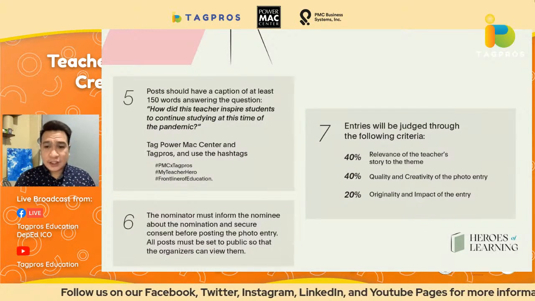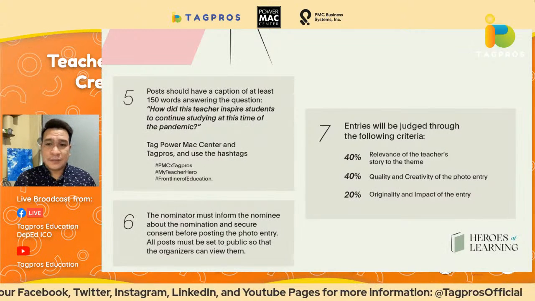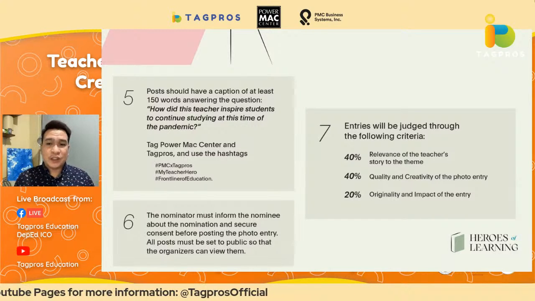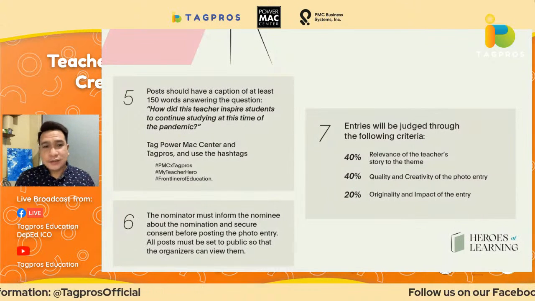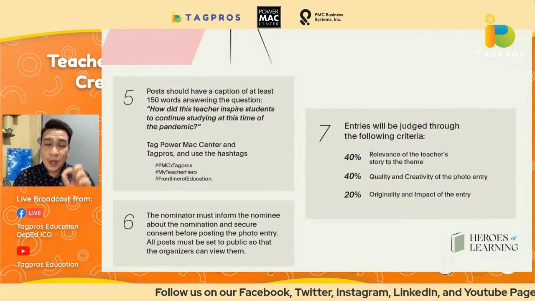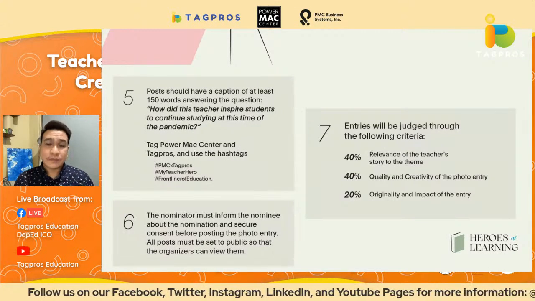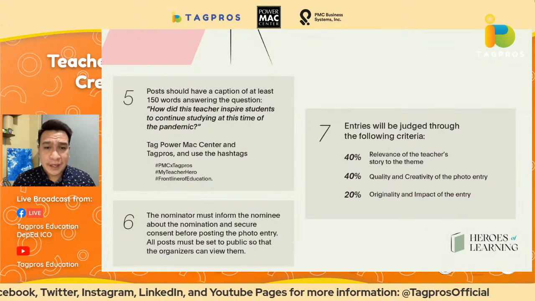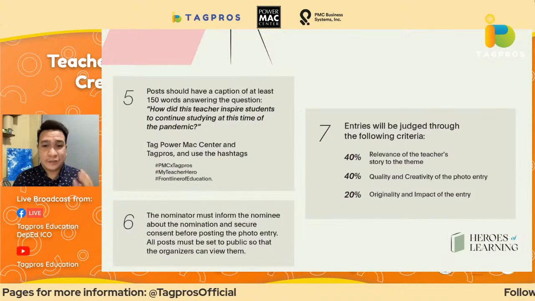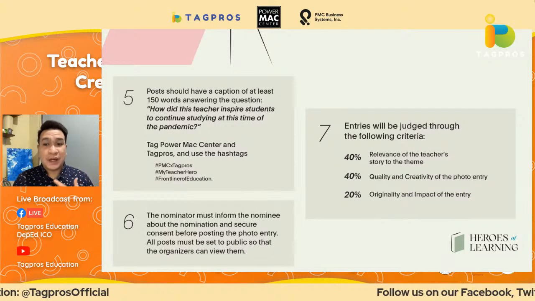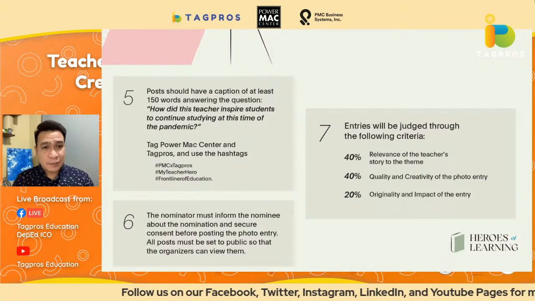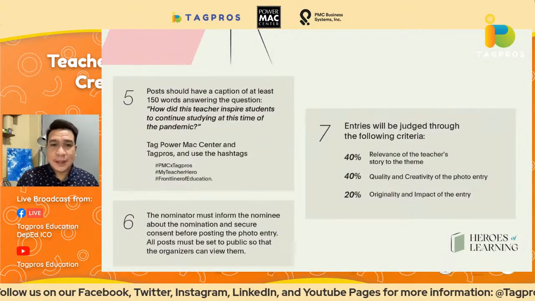We will share that in the chat. Every time you post a nomination, please use Heroes of Learning 2021. It's now in the comment section, and use that because that's the one we use to look for the nominations. Also, please make sure that your posts are set to public so that we can see them. If you're not our friend, if you're not following Tag Pros or Power Mac, we will not be able to see your post. So again, number one, take a picture. Second, write a caption. And third, post. Make sure that it's public.